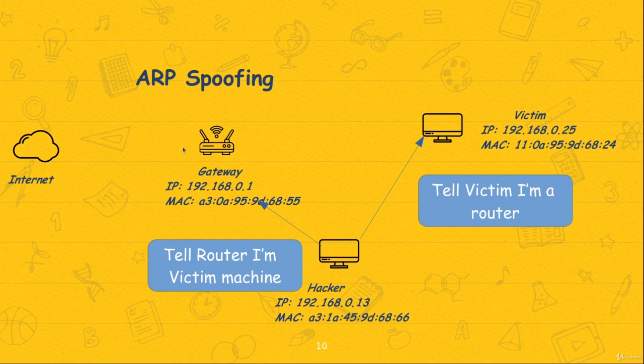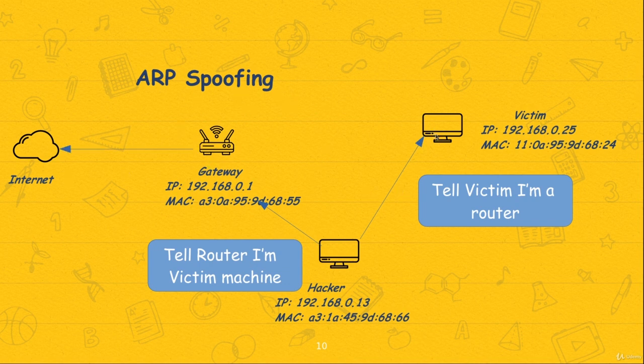So now both these devices have updated their IP tables, and their MAC addresses are according to this situation. So let's say if this victim wants to connect to the internet, there is no direct way, because the router's IP is associated with the hacker's device in the victim machine's IP tables. The router's IP is represented by this device, and in the router's table, the victim machine is represented by this machine's IP and MAC. So both these devices are spoofed, or fooled, into thinking that they are other devices.